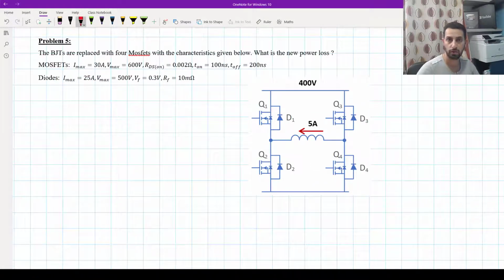Okay, let's go now for problem number 5. The IGBTs are replaced now with 4 MOSFETs. Okay, and remember, a MOSFET can conduct in the forward and in the reverse direction as well. It's not like the IGBT. Now, with the characteristics given below, what is the new total power loss? Again, for the switching transistors and also for the diodes.